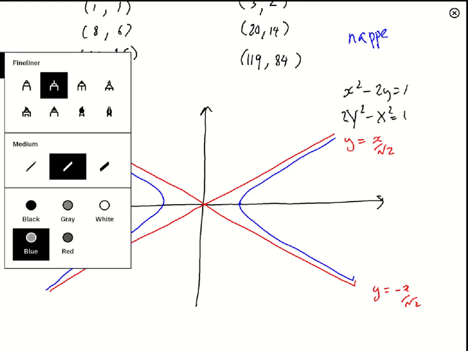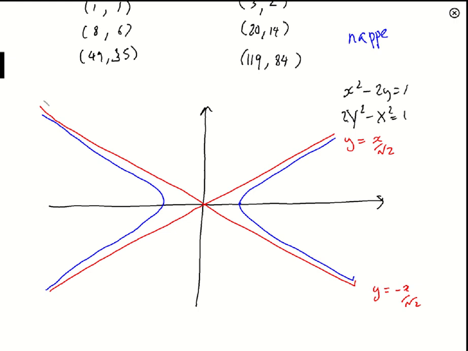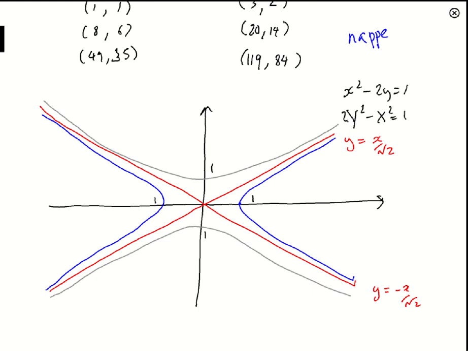And the other hyperbola, let's do grey, the hyperbola for the doubling triangles, looks like this. Like that. And you've got the other nappe there. And they're all crossing at 1, 1.